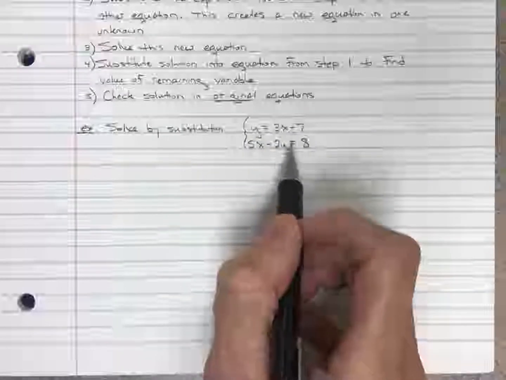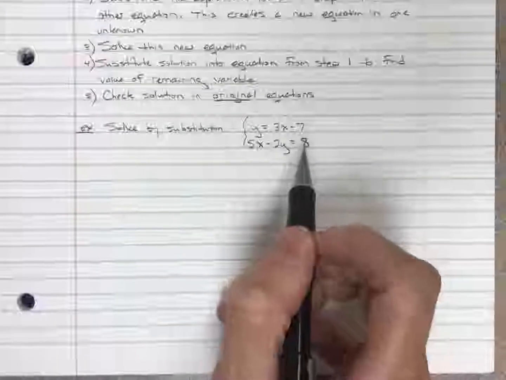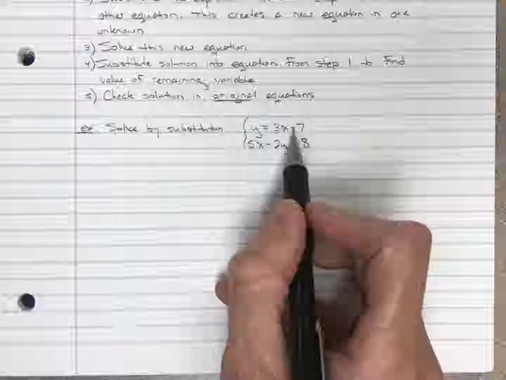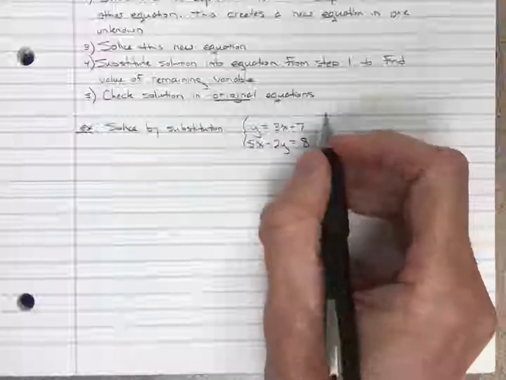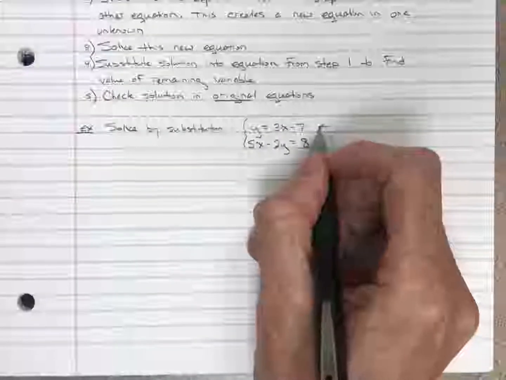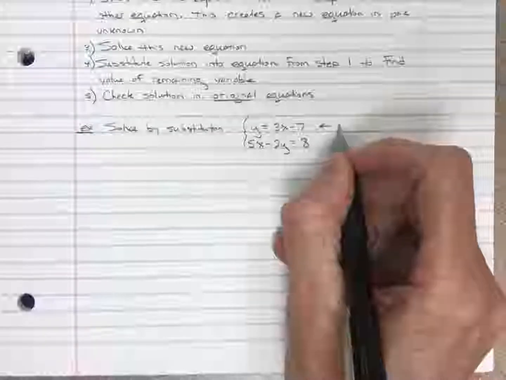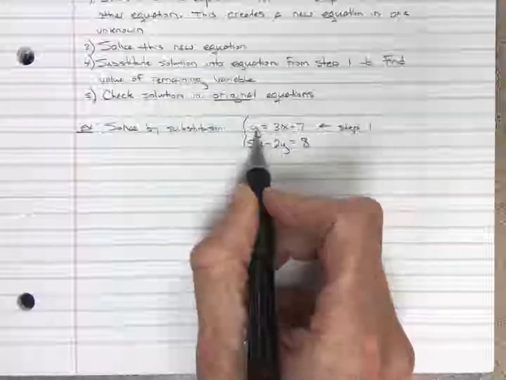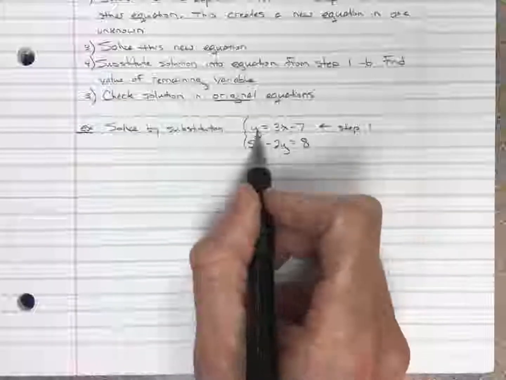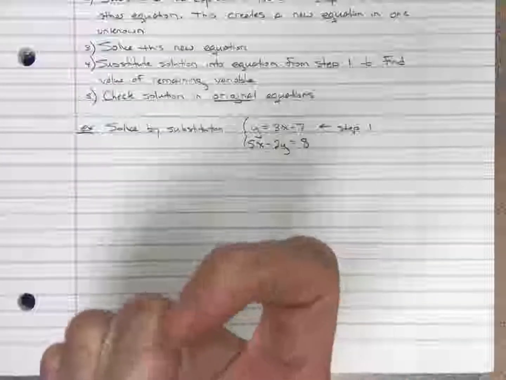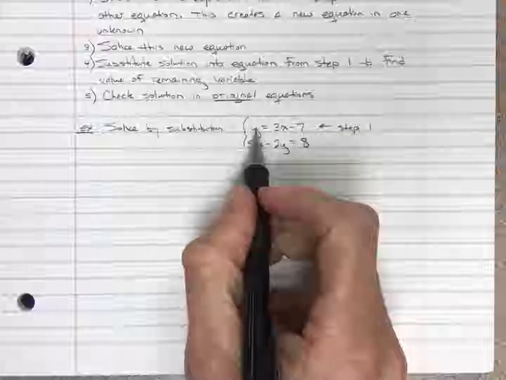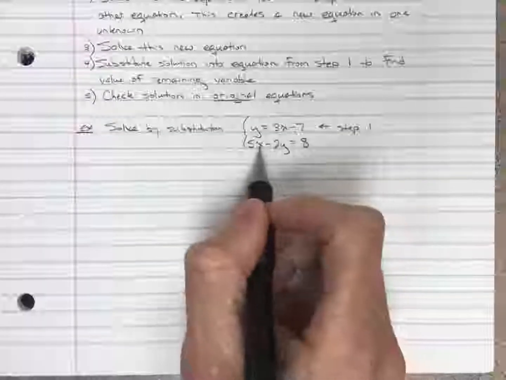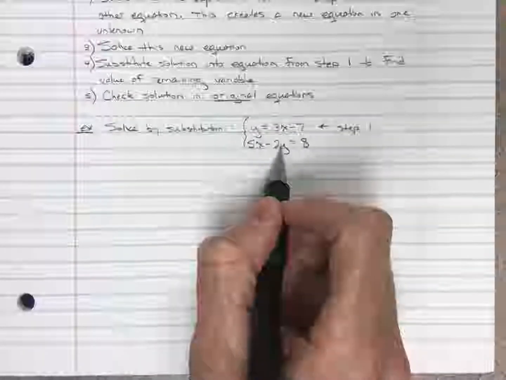We're going to do substitution this time, and as you can see, step one is already done for us. Step one is saying solve one of these equations for one of the variables. Well, that's been done. This equation is solved for y equals. So that means we can simply substitute what y equals into the second equation for y.